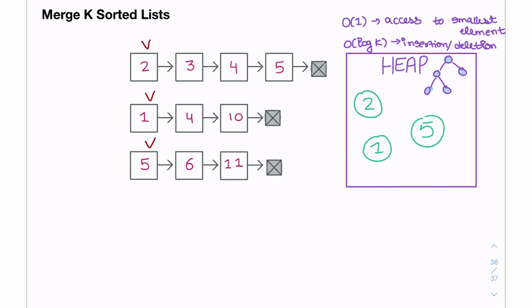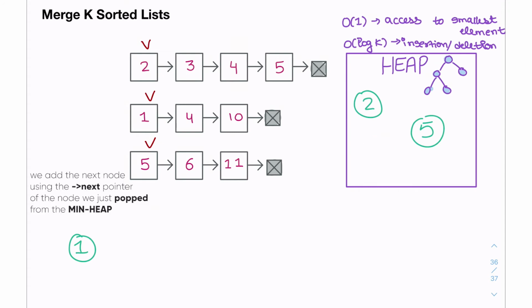So right now we have 1, we have 2 and we have 5, right? So let's ask the heap to return to us the smallest value that it contains. It does that in constant time and it returns us 1. So we add 1 to our new list. We remove it from the heap and we add the next element after 1 into the heap. So we add 4 here.